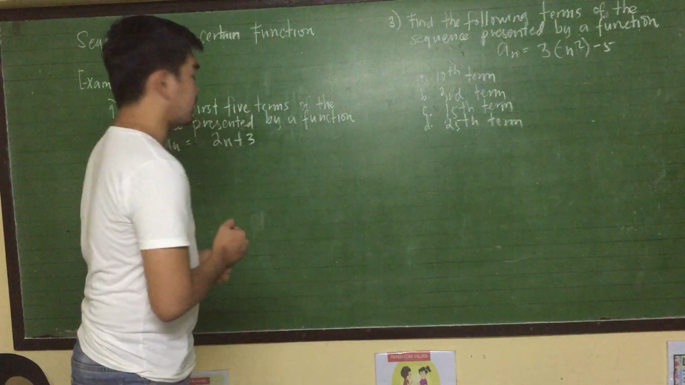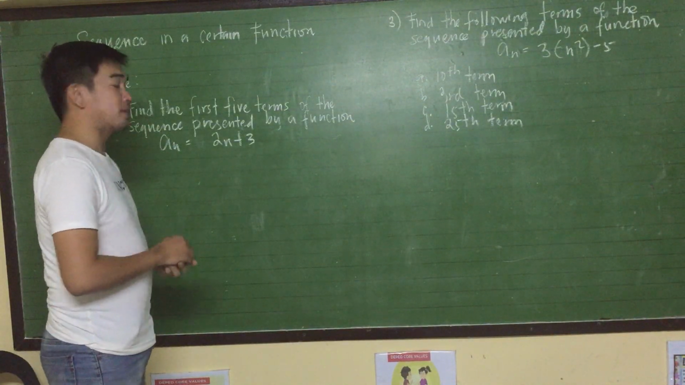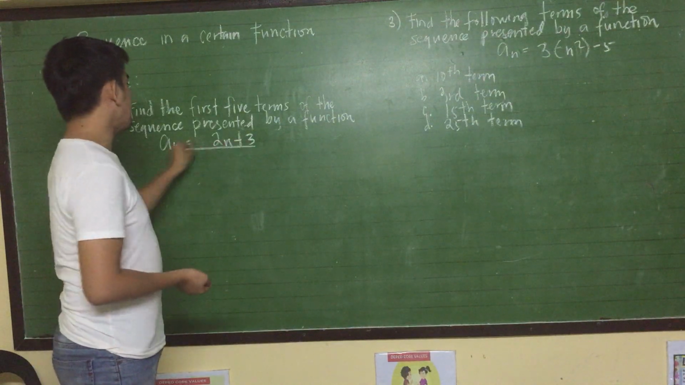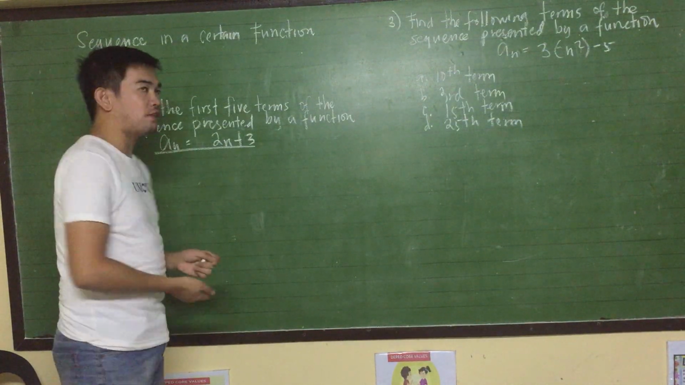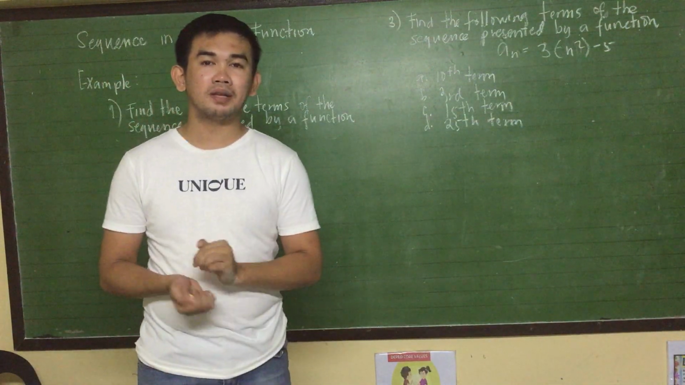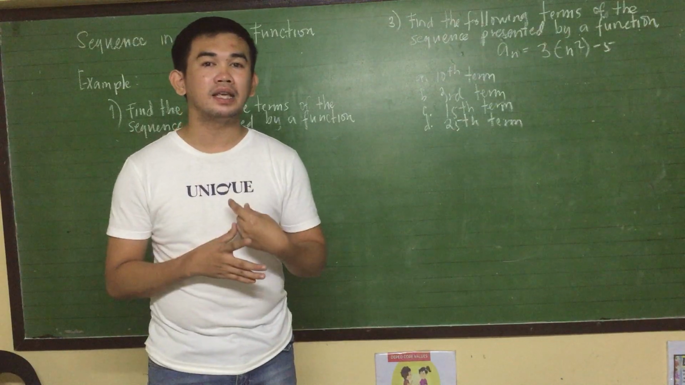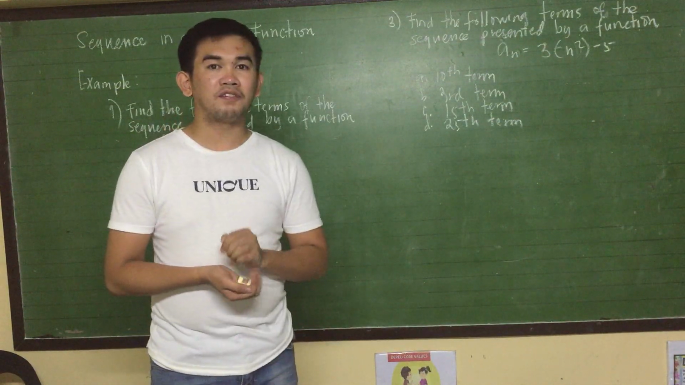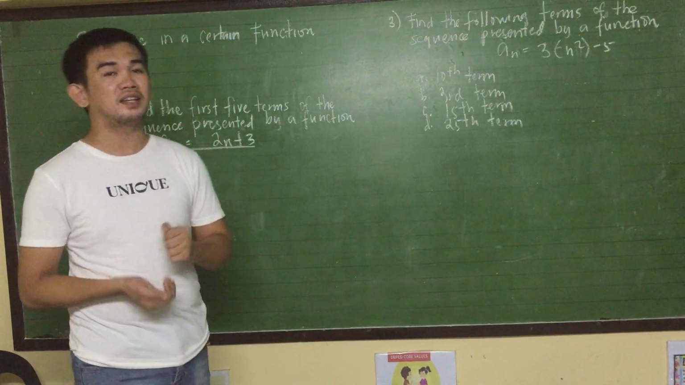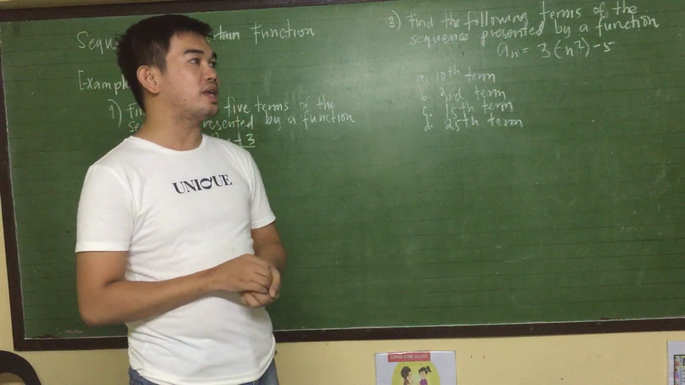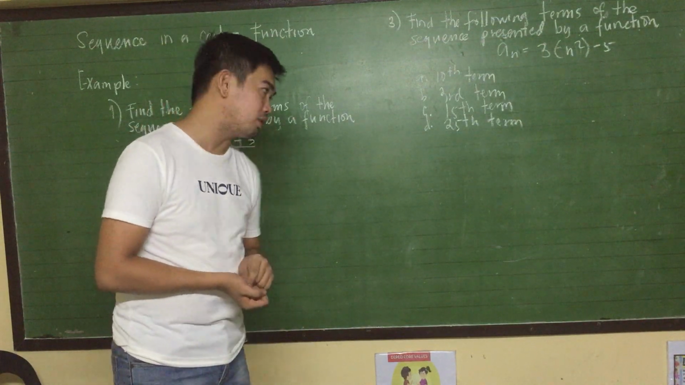So let us begin. Okay, number 1, we have: find the first 5 terms of the following sequence presented by a function, a sub n is equal to 2n plus 3. So dito, ang nakikita yung function is not a given. So, ibig sabihin, we can use any function or equation by getting the missing terms, the following 5 missing terms, 3 missing terms, and etc. So, dito, by using different kind of function, we can find what is being asked in a question. Okay, let us have the first example.